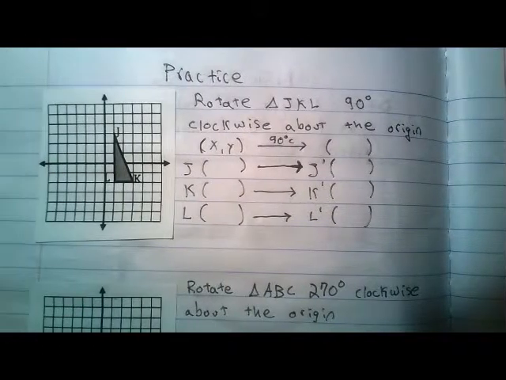For this problem, we're asked to rotate triangle JKL 90 degrees clockwise about the origin. And so normally you're not going to be given this table.